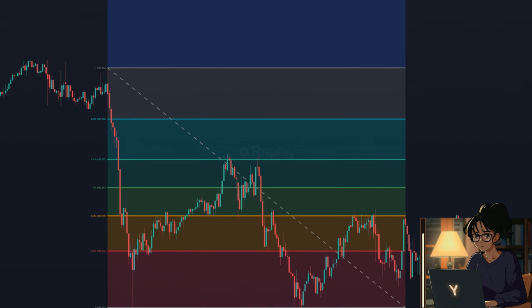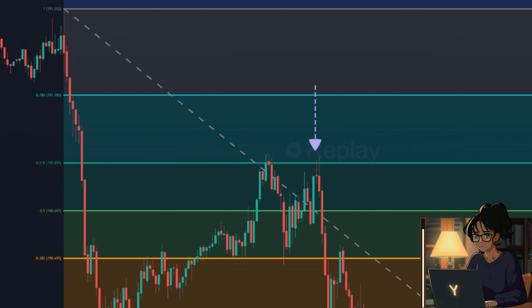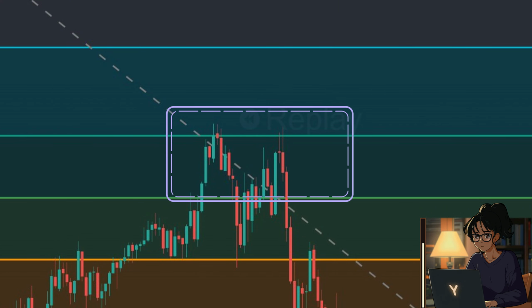And this is where you have to combine it with price action. For example, if price hits these numbers and fails to break through, maybe just taps the level with a wick and pulls back. That's your signal the market is reacting. This is when you look for candle patterns.